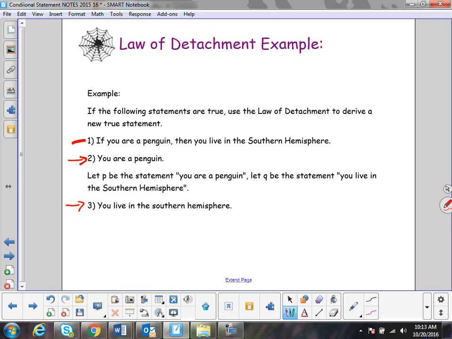Okay. If you study, then you will make a good grade. You studied, so what does that mean? You should make a good grade. Doesn't apply to everybody. If you live in the southern hemisphere, you are a penguin. That doesn't make sense.